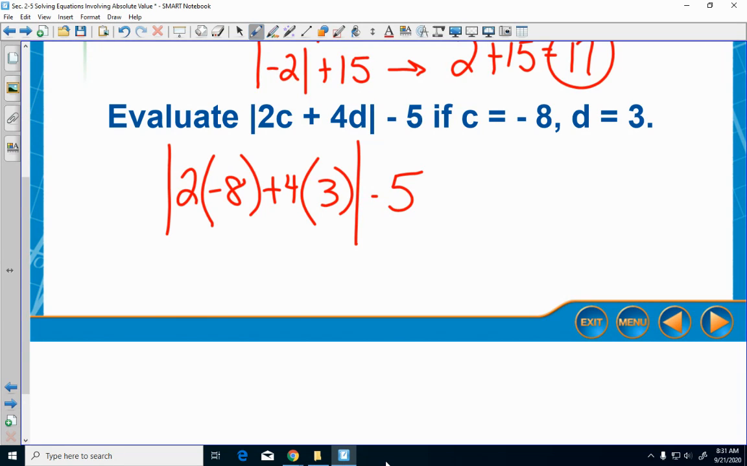Han, you got an answer? What do you got? -1. Connor, you don't like that answer? You're confused. Okay. Well, like I said, let's treat this like a set of parentheses. So let's work inside of those first. Obviously, 2 and -8 would give us -16, and then 4 times 3 would give us a 12.